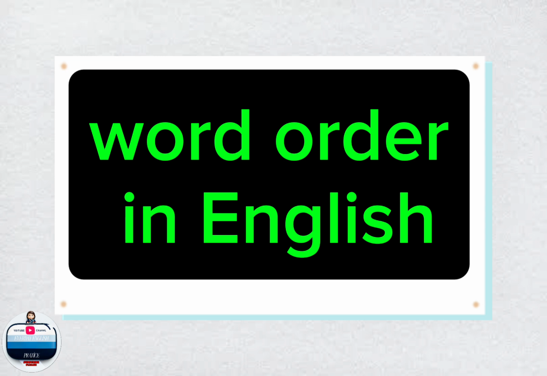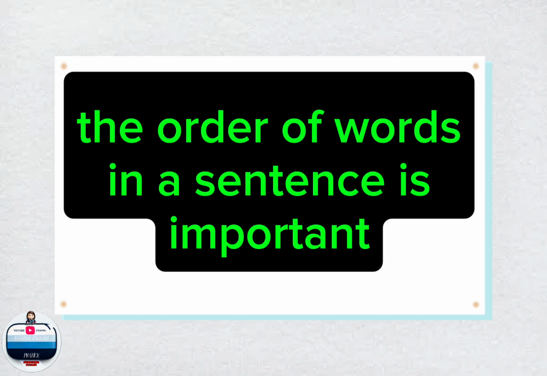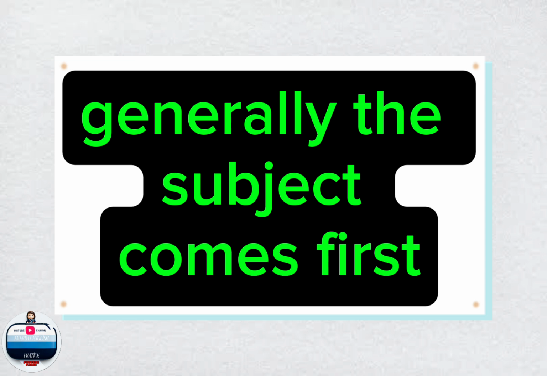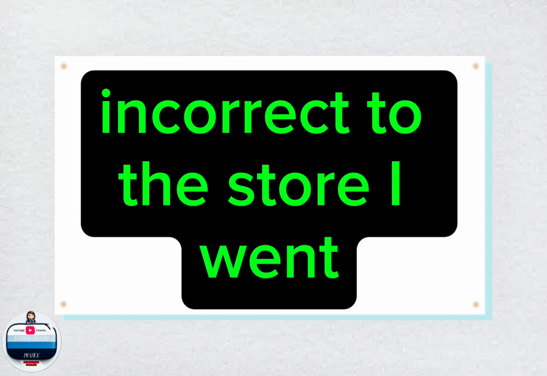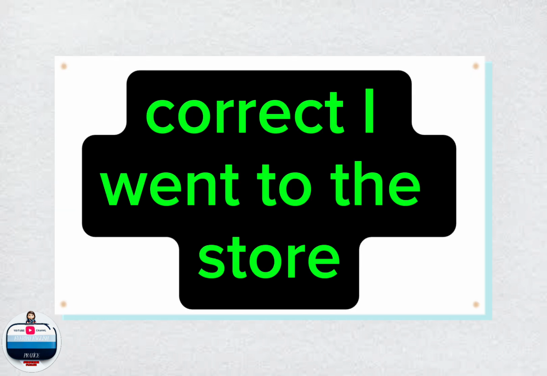Word order. In English, the order of words in a sentence is important. Generally, the subject comes first, followed by the verb, and then the object. Incorrect: to the store I went. Correct: I went to the store.